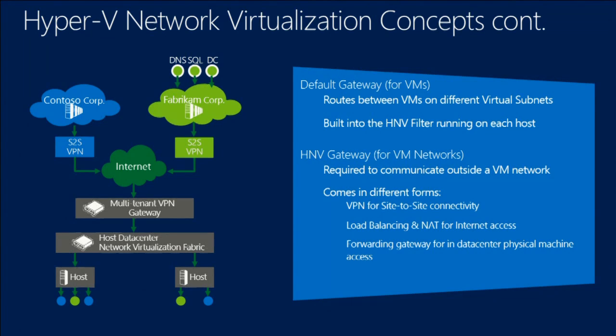Now, what if the other side is not a remote site, but basically just the internet? You have the HNV network on one side and the internet on the other. For example, you have some web servers on the virtual network, and you want your users on the internet to reach your web servers. So you need a NAT. So you enable the NAT function on the gateway.